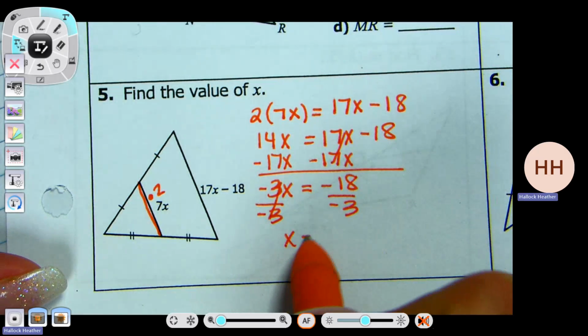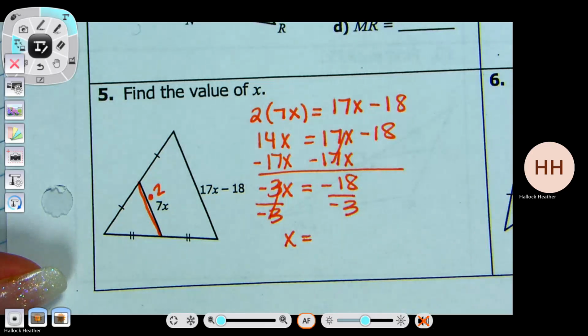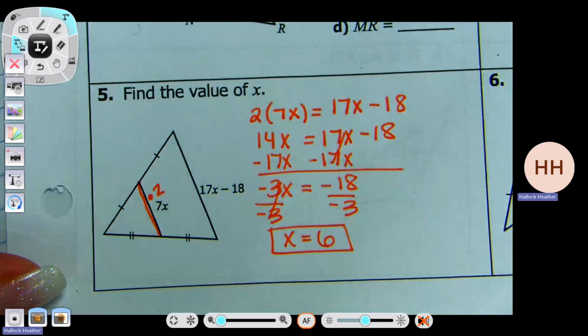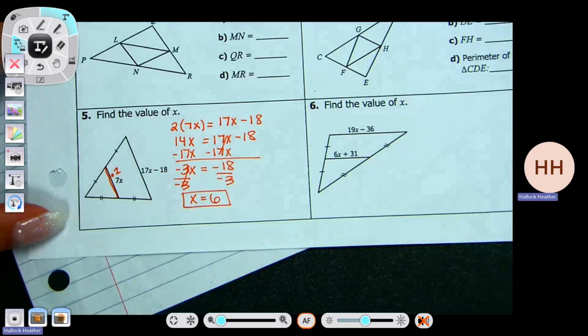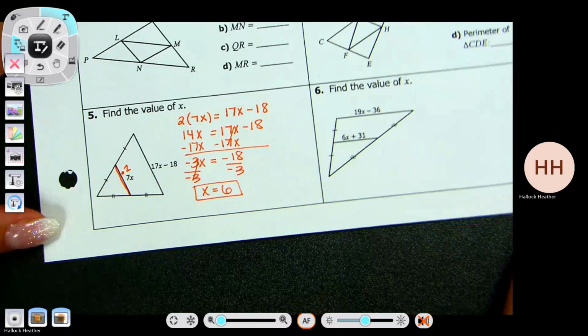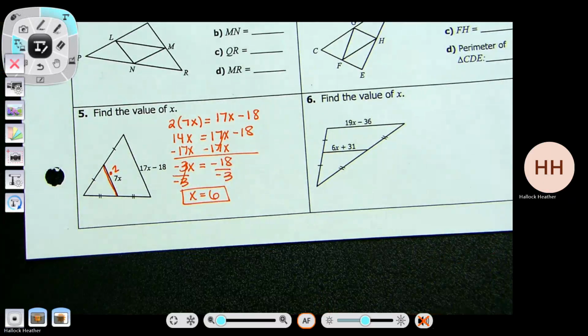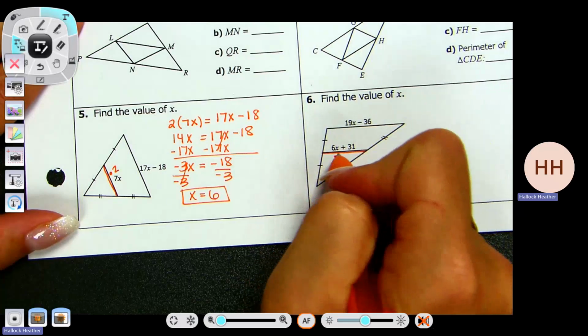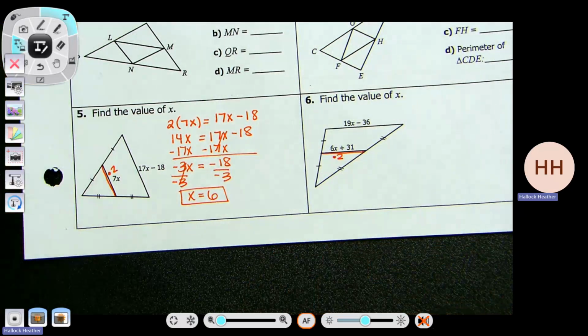So what do we get? 6. Okay, so using that same method, try to set up number 6. You're taking the mid segment and multiplying by 2. So that's going to go in parentheses. You will have to distribute because it's going into both terms. So try to write your equation. You're doing 2 times 6x plus 31.